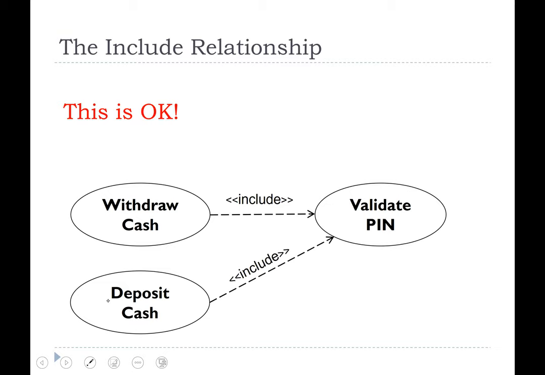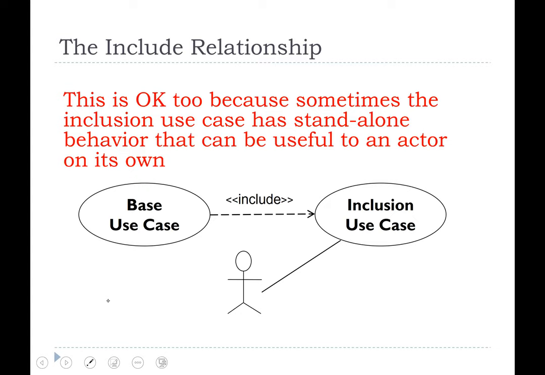So this would be okay. On its own, it would not be okay. However, another situation, I forgot about this, okay? Another situation where it's okay to have an inclusion use case being included by one base use case is if that inclusion use case on its own is associated directly with an actor. What does that mean? It means that what's actually inside that inclusion use case, the smaller use case, is on its own beneficial for an actor. It's on its own a good enough reason for the actor to say, I want to use your system, not because of the base, I want to use it just for the inclusion.